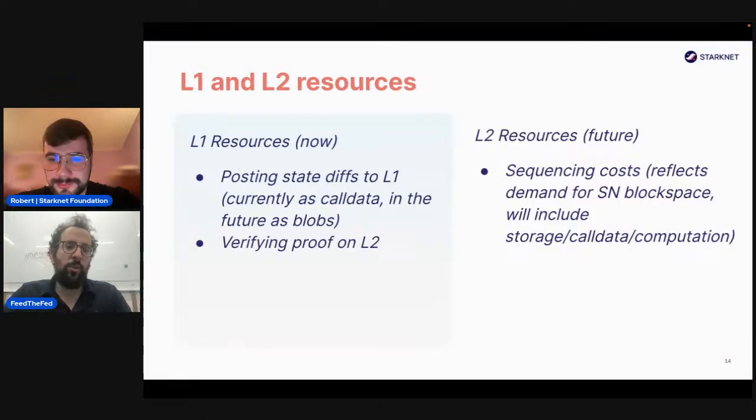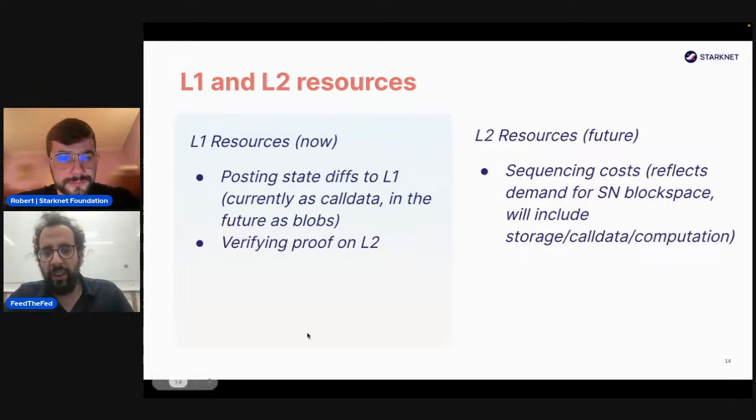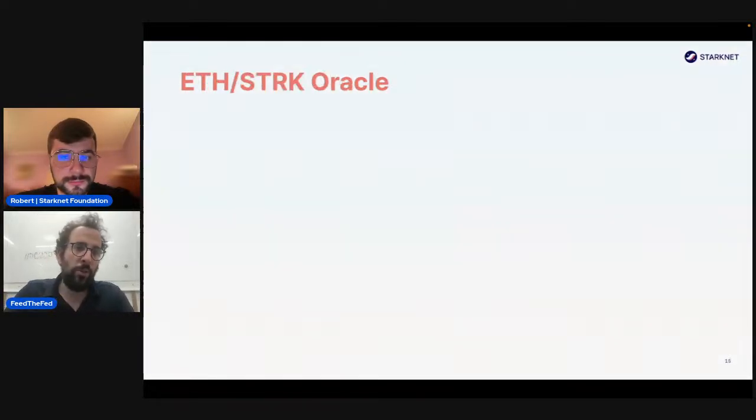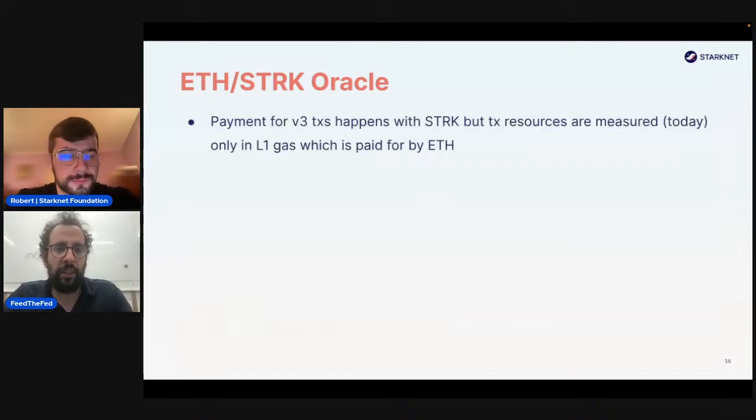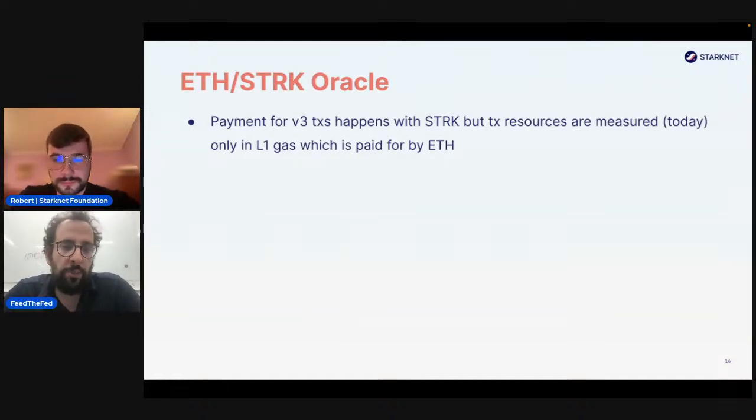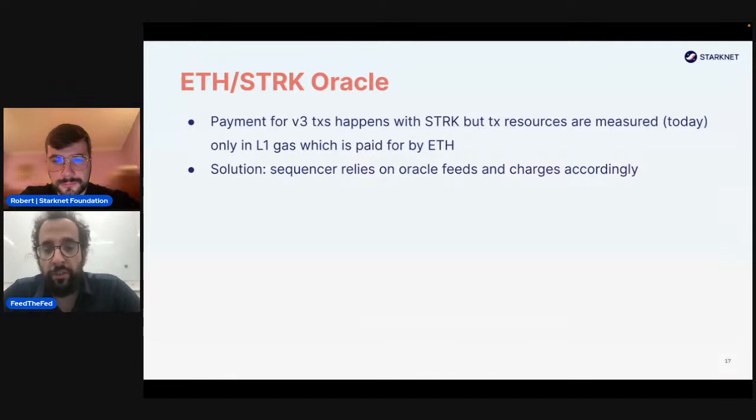So what I said now raises a question, because if we're only charging for the left-hand side and the left-hand side is priced in ETH, how are V3 transactions paying with Starks? Okay, so the answer to this is an ETH Stark oracle. So the sequencer will need to know the ratio between ETH and Stark. And the way he will do it is by using some ETH to Stark oracle. So he will have to price L1 gas in Starks, and the way he will do it is by relying on oracle feeds.